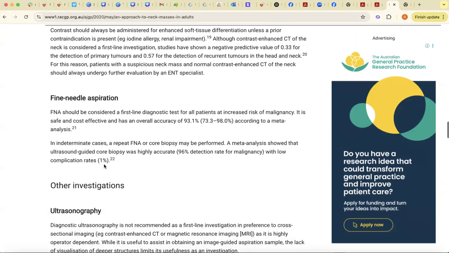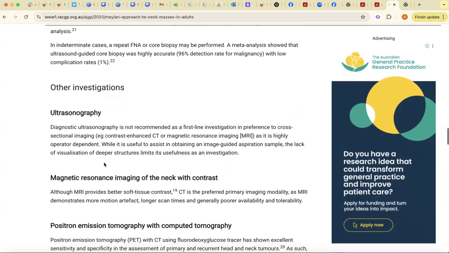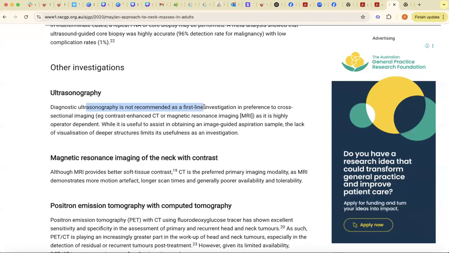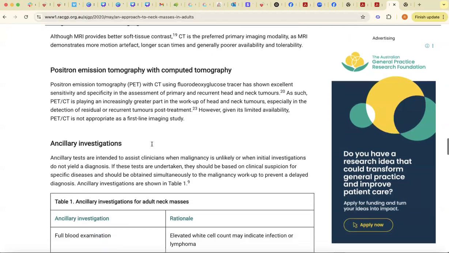How about ultrasound? Ultrasound is not recommended as a first line in preference to cross-sectional imaging anymore because it is highly operator dependent. Ultrasound is not needed for a neck lump unless it is a pediatric patient. For a pediatric patient or a pregnant patient, we don't like to do a CT. In that patient, you can do ultrasound. Otherwise, you would not do it.